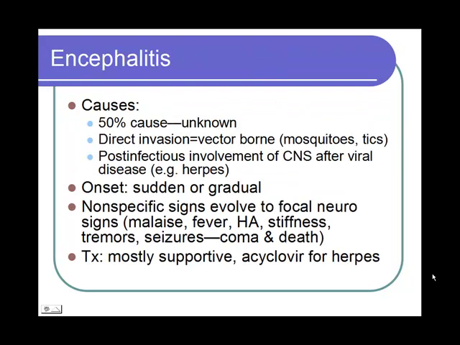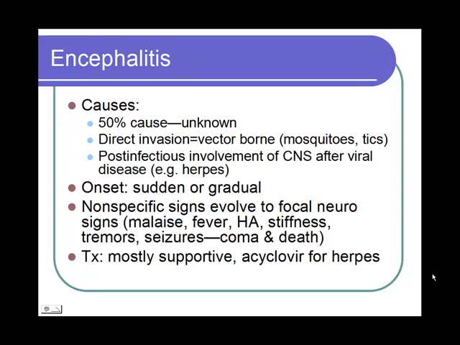Now, encephalitis, this is just so sad when we see these. 50% of the time we don't know what causes it. It can be from a mosquito or a tick bite, so it's vector-borne. You get bit by an infected mosquito and you contract it. It can be post-infectious involvement of the CNS. So after you've had some sort of an infection, such as herpes, it then travels to the CNS and you get encephalitis. Onset, it can happen suddenly or it can be very gradual.